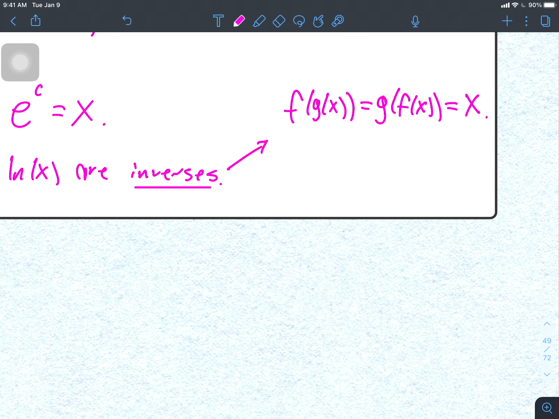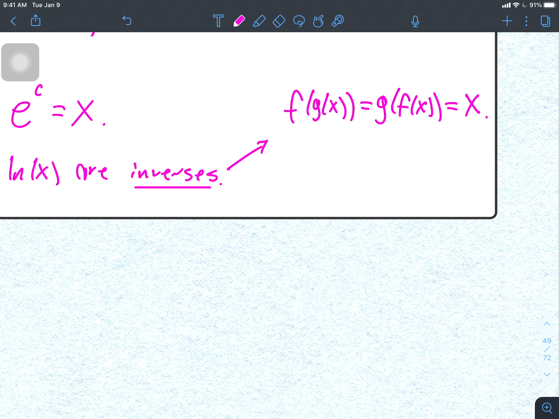So what does this mean informally? It means I have a function g. It does something to x. Then I put whatever I get into f, and I receive back my original input, which is telling us that whatever f is doing, it's undoing what g originally did.